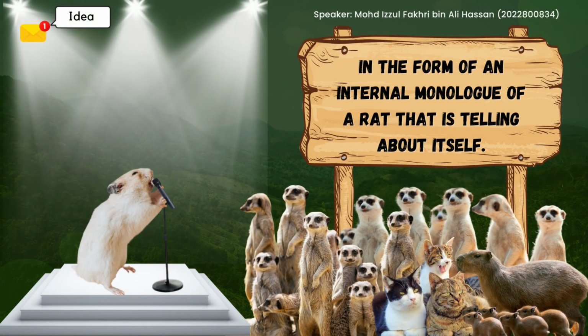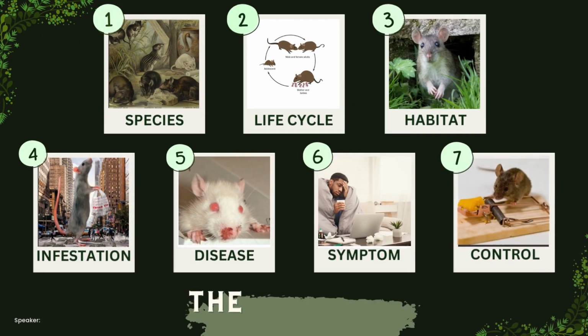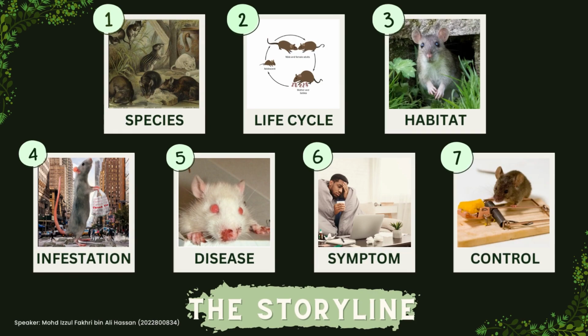For our storyline, it will be told in the form of an internal monologue of a rat that is telling about itself. In the storyline, it will include the species of the rat, life cycle, the habitat, the infestation, the disease, the symptom, and how to control it.